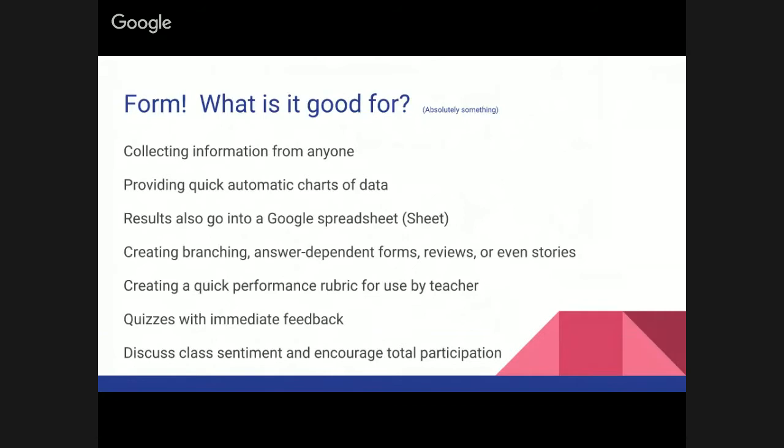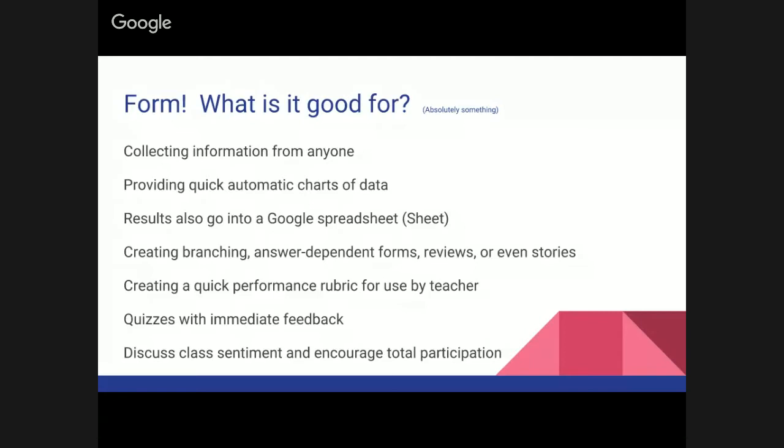Or if it's actual student data, in terms of how well they're doing on a little quiz you made, you can get that pretty quickly and eyeball it. The results also go into a Google spreadsheet, which was that great thing about Kevin's forms, because he doesn't have to worry about losing them or organizing them. It's all in a spreadsheet. He can share instantly with his partner or team. You can create branching, answer-dependent forms, reviews, or even stories. So you kind of covered that too, the choose your own adventure, these branching forms.